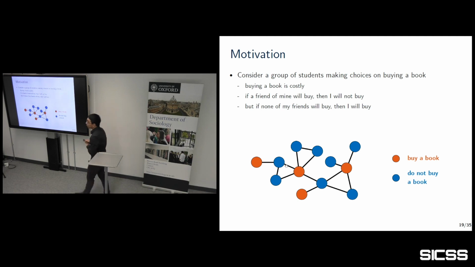So if we have this kind of rules, then we are likely to end up in a situation like this. The red guys, they decide to buy a book because none of their neighbors decide to buy. And the blue guys, they don't buy because at least one neighbor bought the book. So this is another scenario.